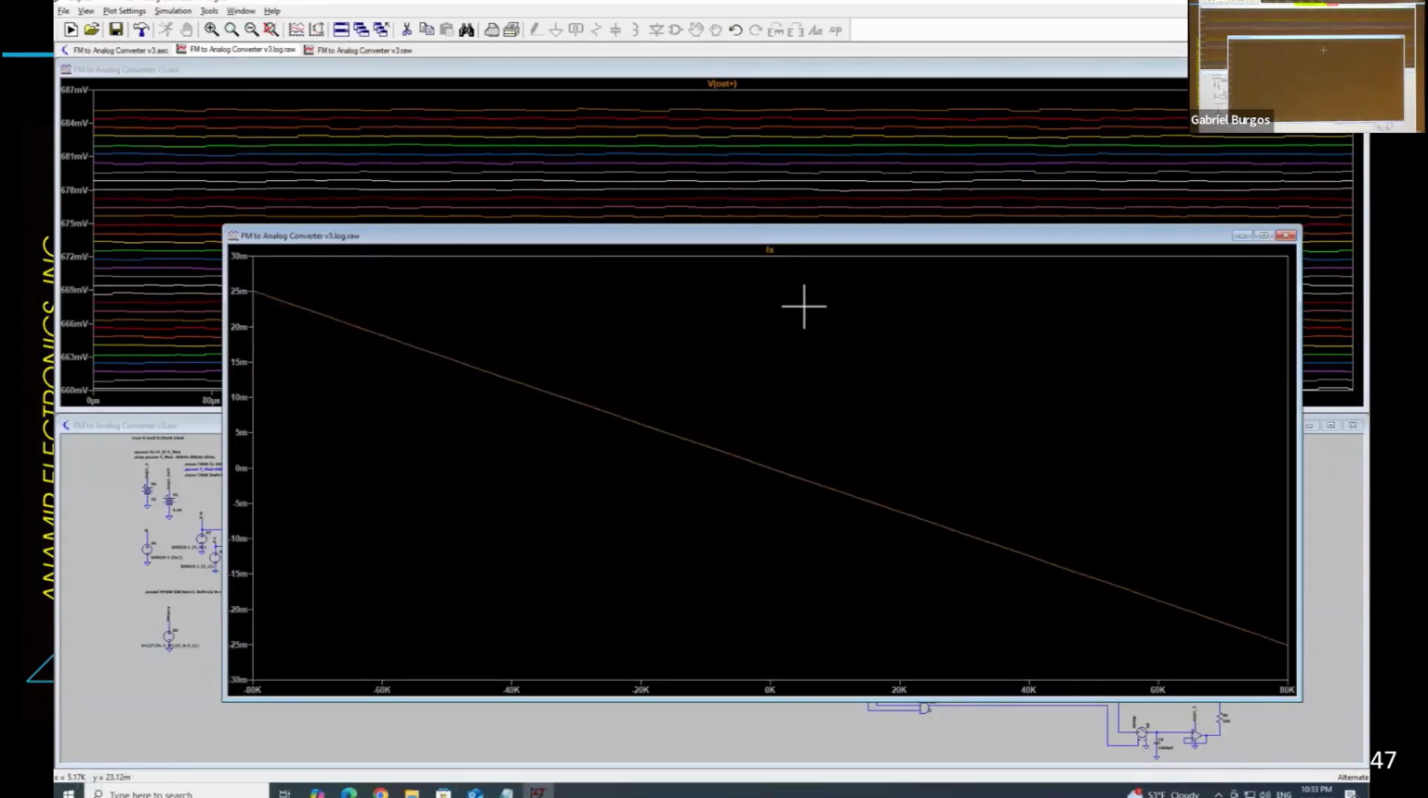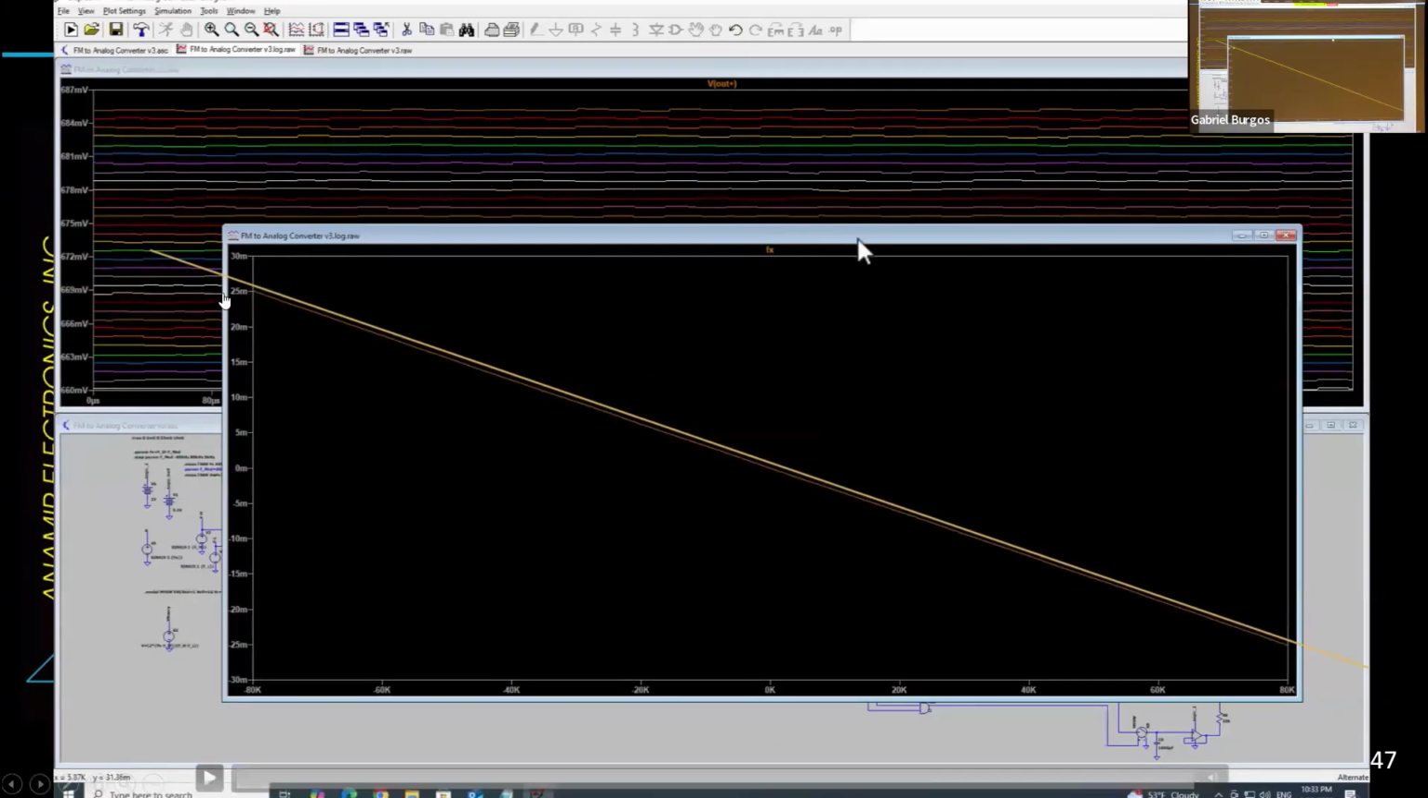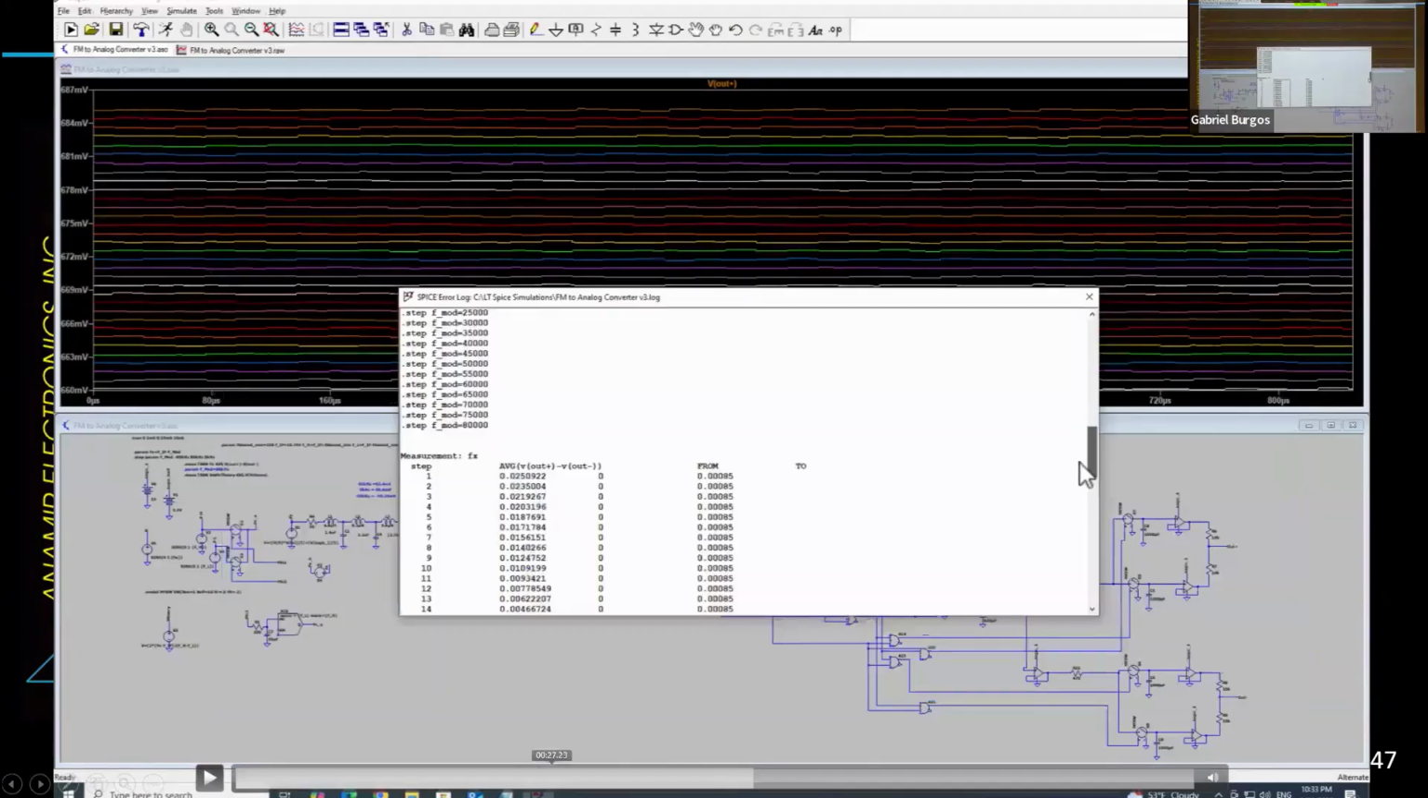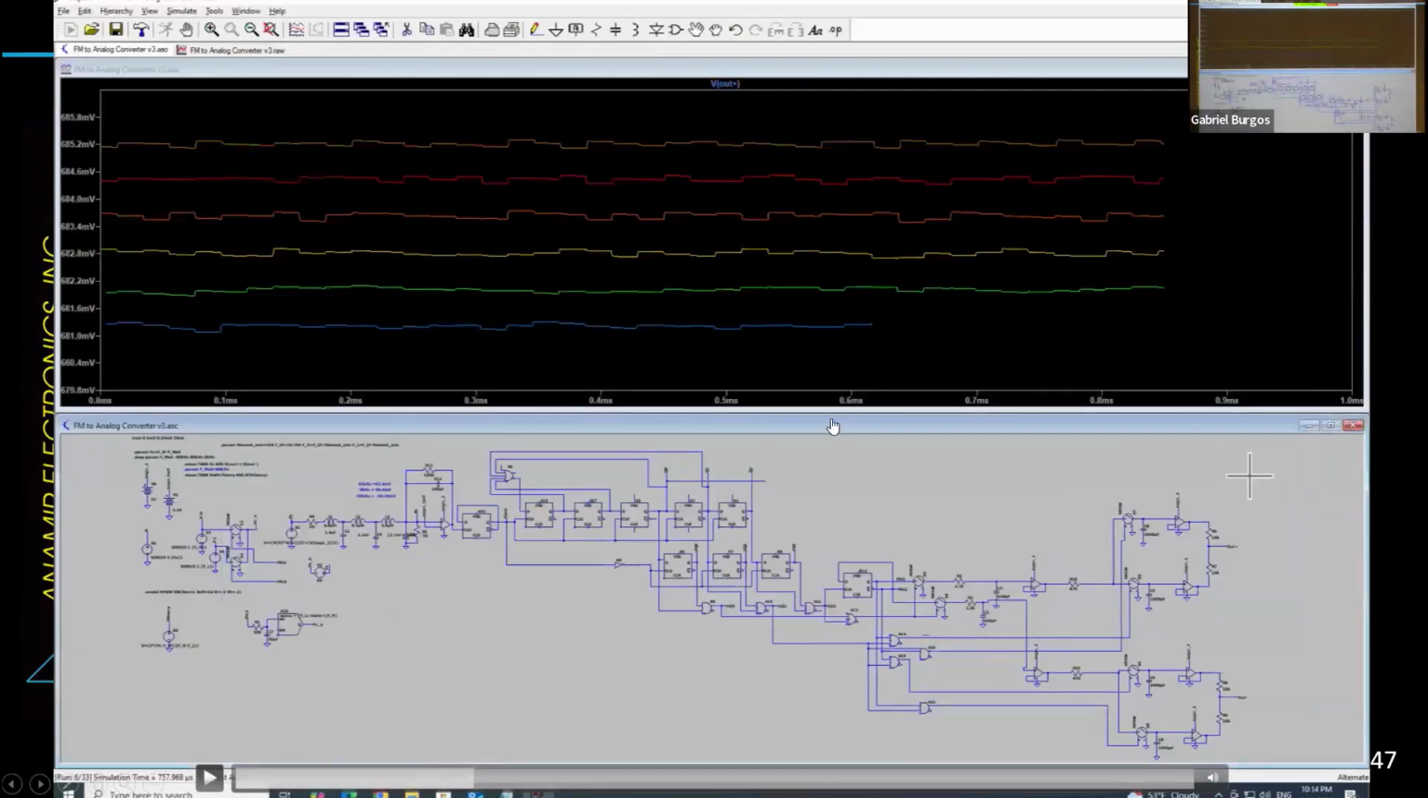So I superimposed on that a line I drew with PowerPoint to show just how linear that is. The whole idea here was to show how I could take a combination of digital and analog circuits, combine them together, and do something useful. So those are the main things I wanted to showcase, to give you guys an idea of the scope of what you can do with LTSpice.